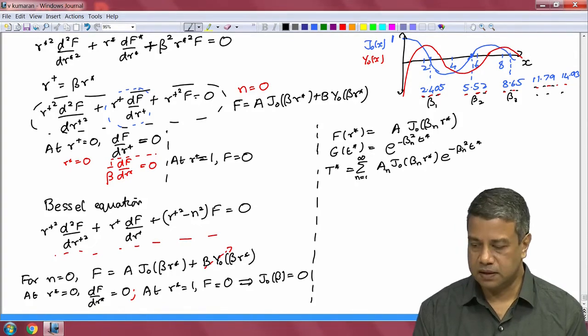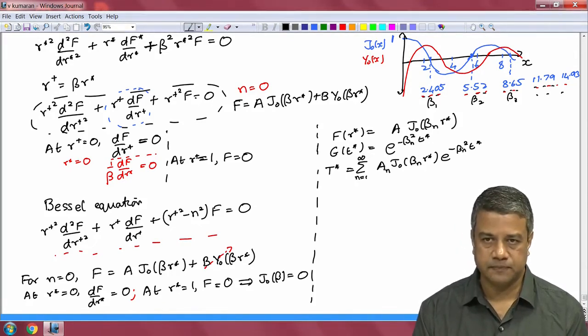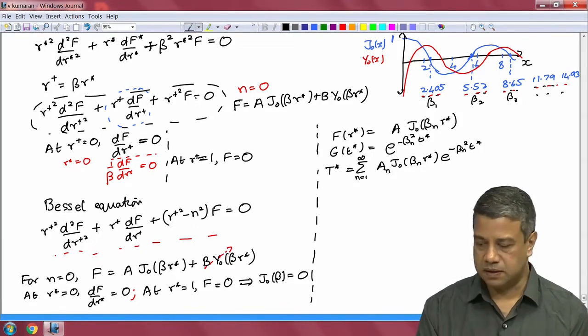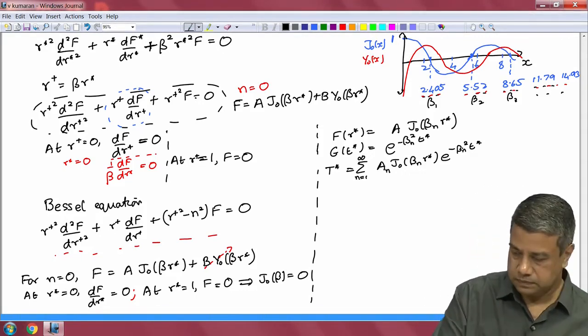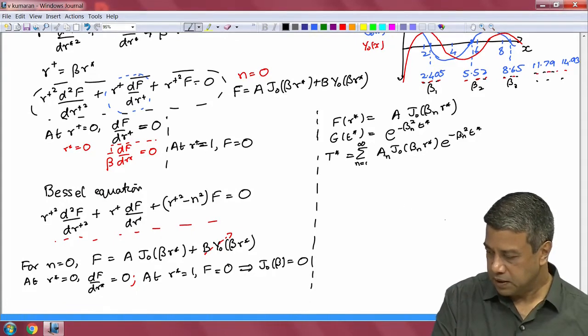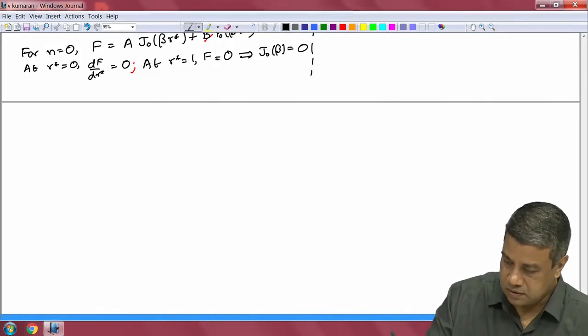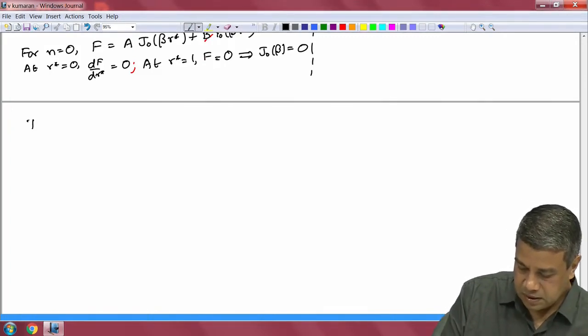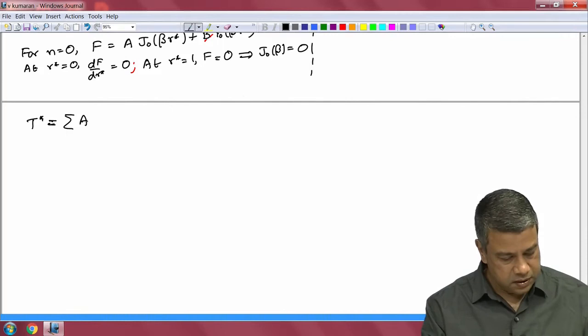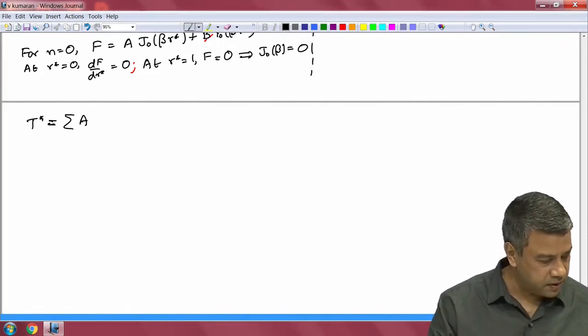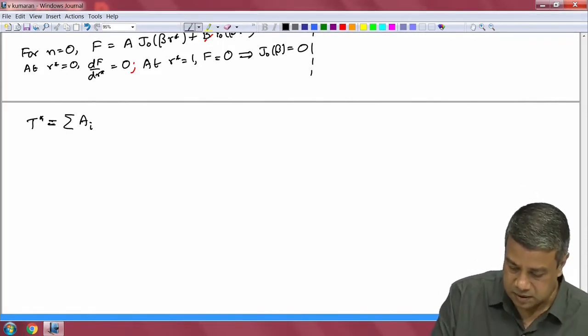How do we find the coefficients a n? To find the coefficients, we have to use the orthogonality relation. If you recall, in the previous case, the solution is T star equal to the summation of a. Let me see, I had used i and j in the previous case, so I will just use i here instead of n.